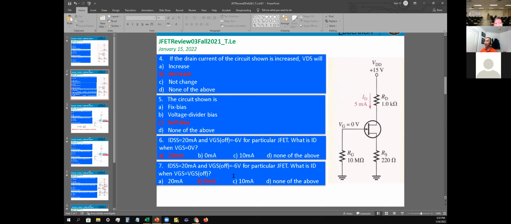Okay, number 6, this one takes me a little bit more time to figure out. IDSS equals 20 milliamps, and VGS off is -6 volt for a particular JFET. What is ID when VGS is equal to 0 volt? VGS at 0 volt would be at the maximum. ID would be equal to IDSS. So the answer is A as in apple for number 6.